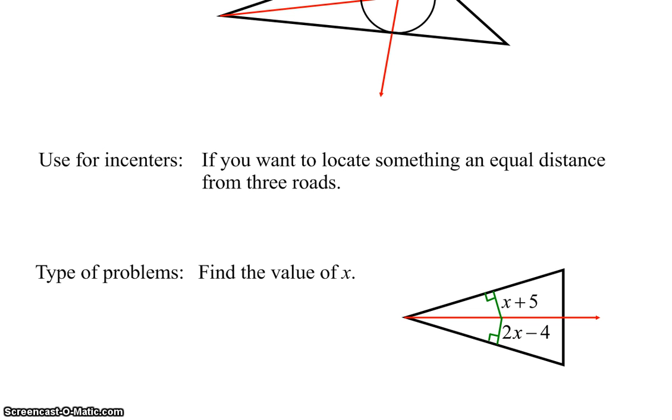Problems that involve angle bisectors typically are of two kinds. One is involving distances, the other is involving the angles. Either way, the distances or the angles are equal.